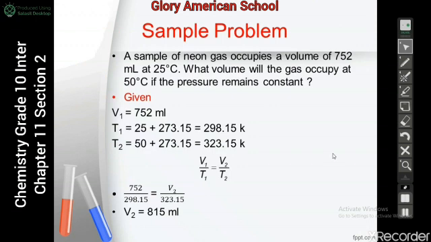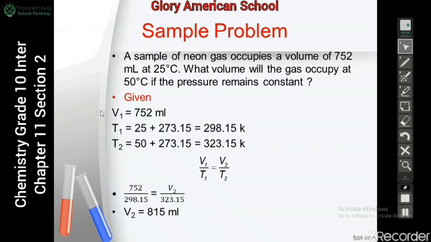A sample of neon gas occupies a volume of 752 milliliters. This is V1, at 25 degrees Celsius, the first temperature T1 but in Celsius. What volume will the gas occupy? He wants V2 at 50 degrees Celsius, T2 but in Celsius, if the pressure remains constant. So the givens are V1 752 milliliters and T1, which we will convert to Kelvin, plus 273.15, and T2, which we will convert to Kelvin.